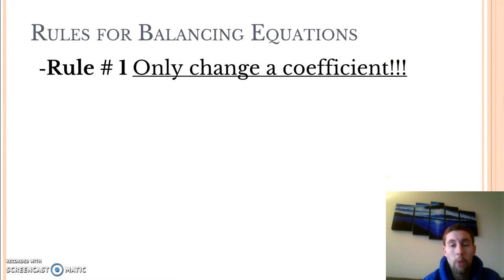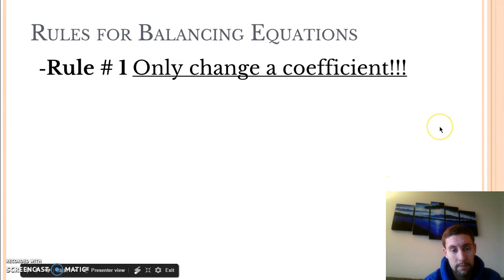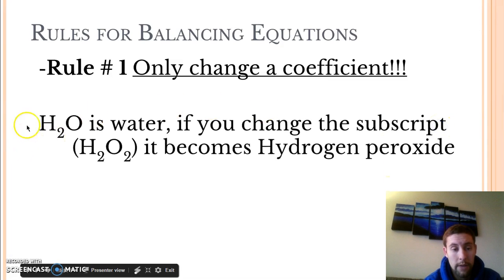Rule 1, you can only change the coefficients. So it's the numbers out front. If there's a number out front of here, that's the coefficient. When we don't write 1, just like in math, when you just have x, it really means 1x. So there's one H2O molecule here. There's a 2 here, and there's a 1 that's hidden next to the O.